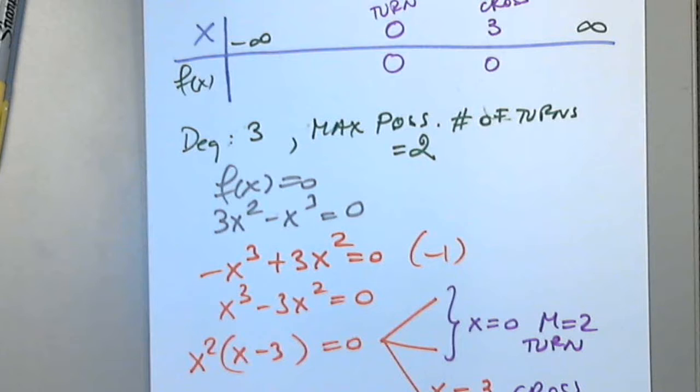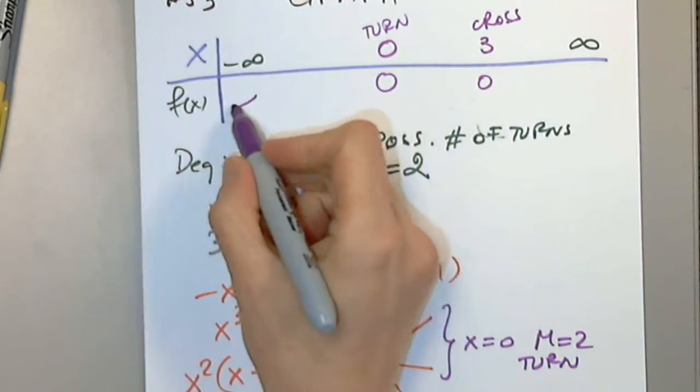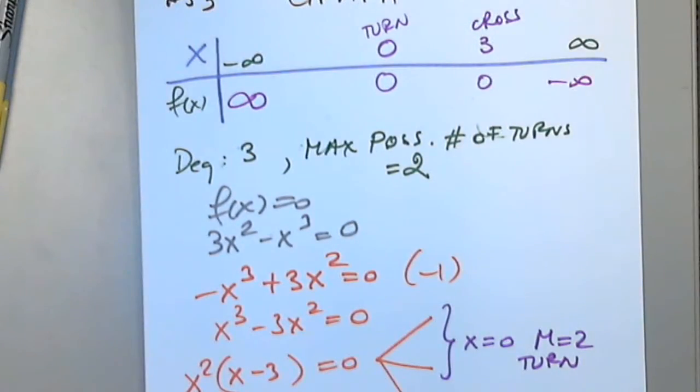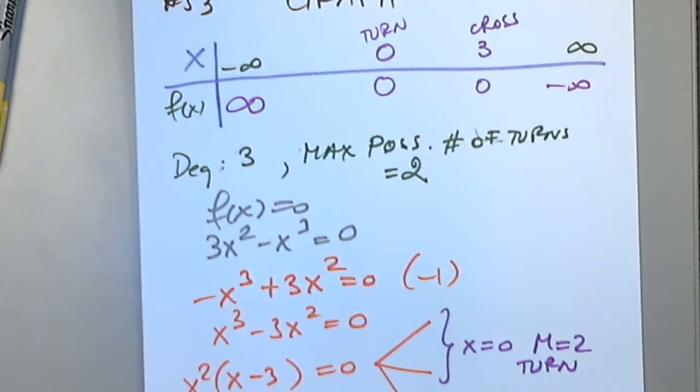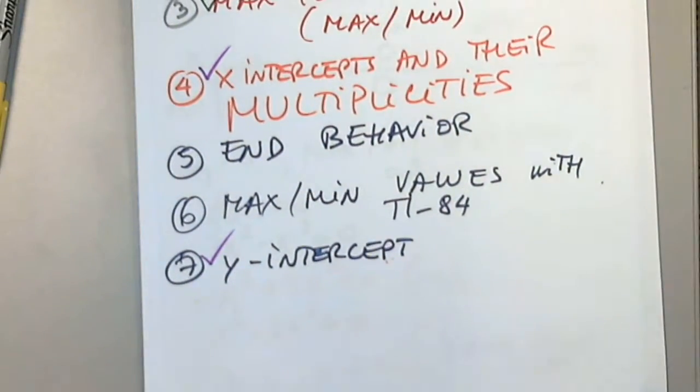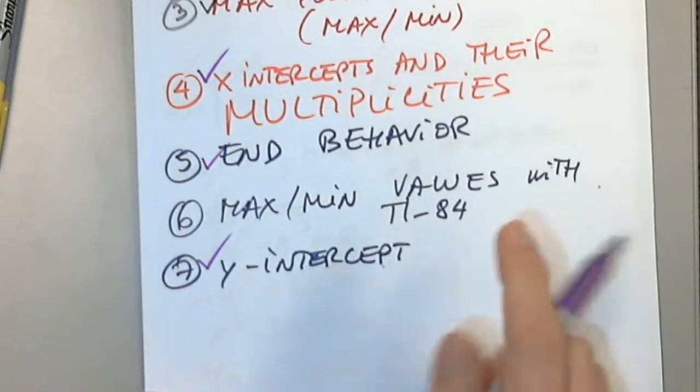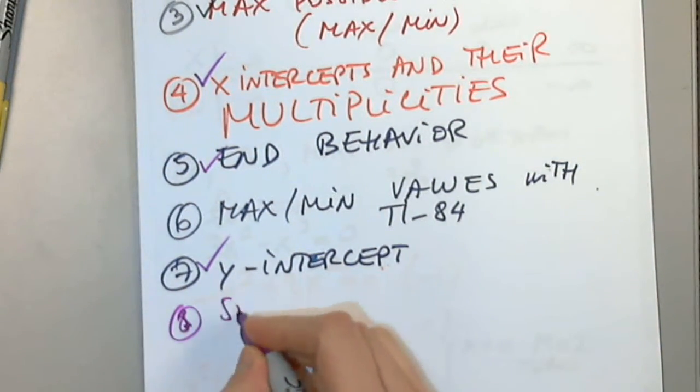Good. So if the leading coefficient is negative, am I looking at this or this? Left or right? Yes. So what is the end behavior then? Infinity to negative infinity. Awesome. That's all I needed to say here. I'm done. I want to add here number 8, the symmetry, please. So this is done. We have this. So number 8, symmetry.